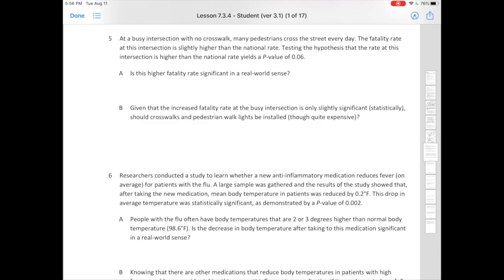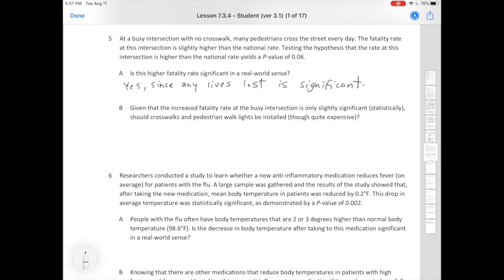that anytime someone asks you about a real-world sense, this is a personal choice thing. I would say yes, since any lives lost is significant. However, someone else might disagree. They might say, well, because barely more people are dying at this intersection than at others, we're not gonna worry too much about it. Okay, so it just depends on who you talk to.